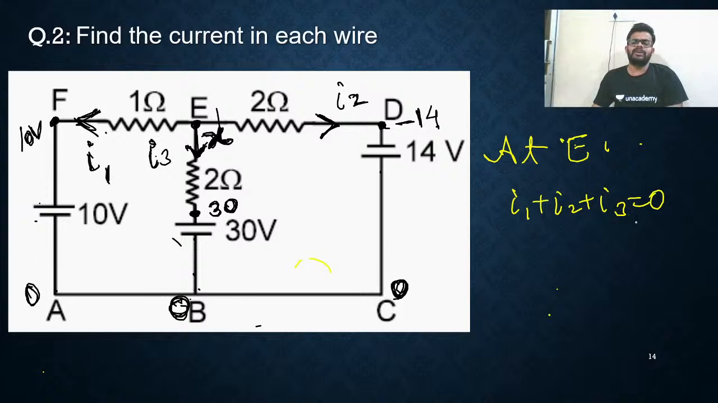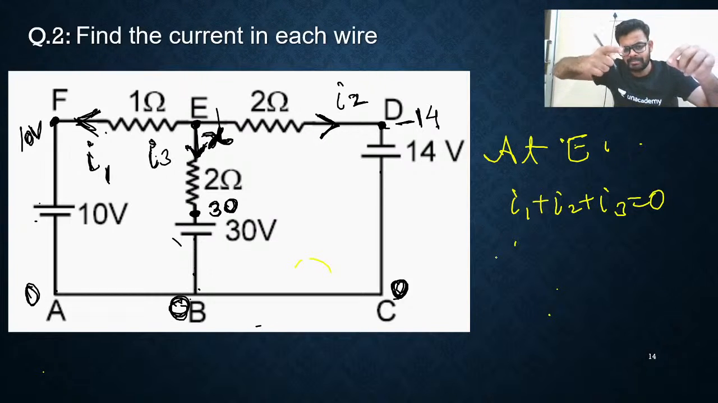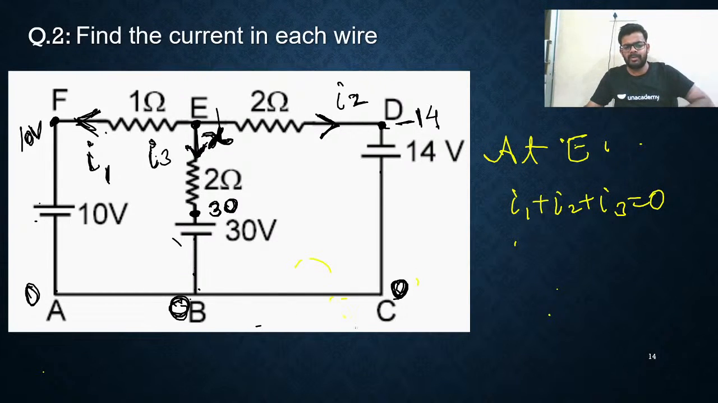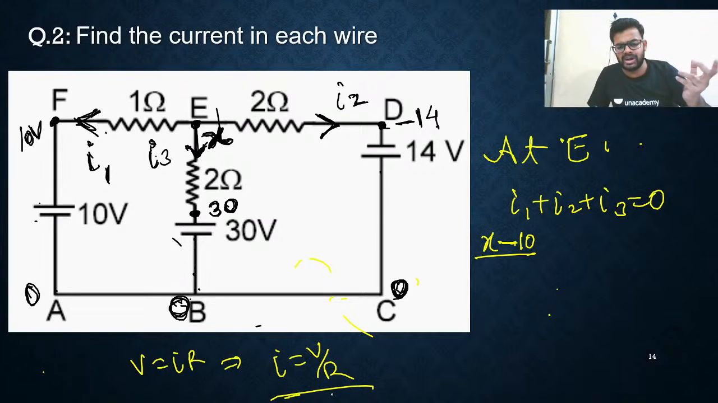So my dear friends, I1 plus I2 plus I3 is equal to 0. Now what to do? We know current always flows from higher potential to lower potential. So E to F, E to D, E to B, it is flowing, meaning E is having maximum potential. So higher potential minus lower potential: X minus, F is having 10 potential. You know that V is equal to IR, so I is equal to V upon R, where V is the potential difference. So in the first branch, the EF branch, I1 is X minus 10 divided by resistance 1 ohm.